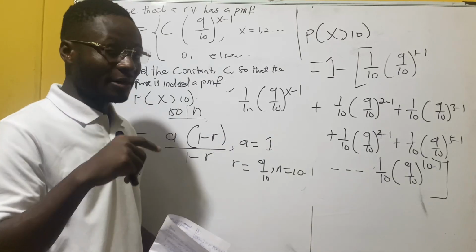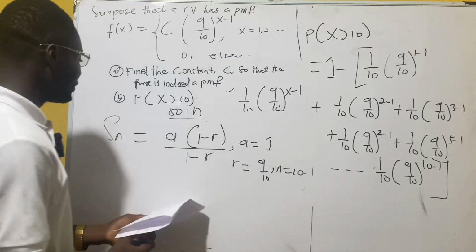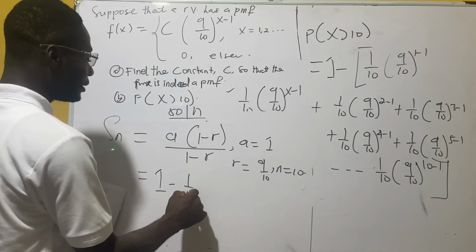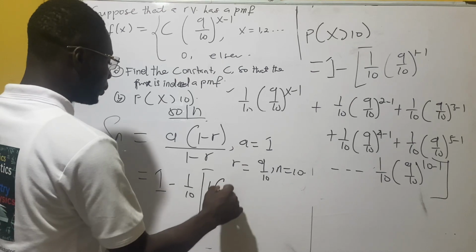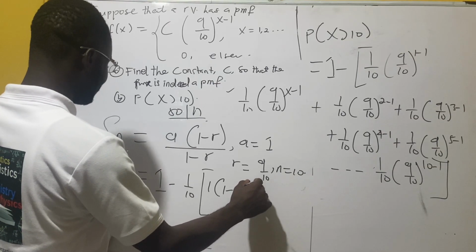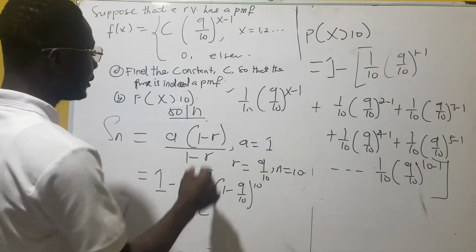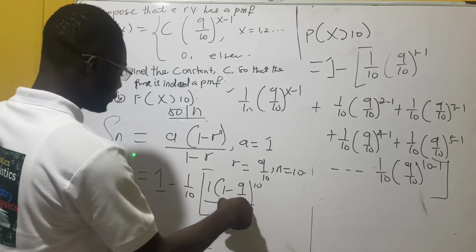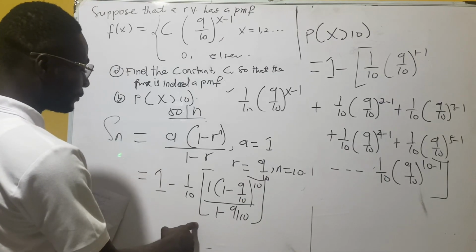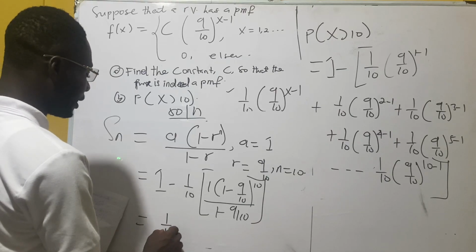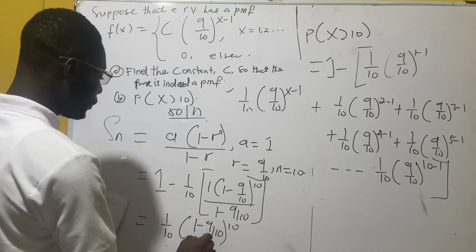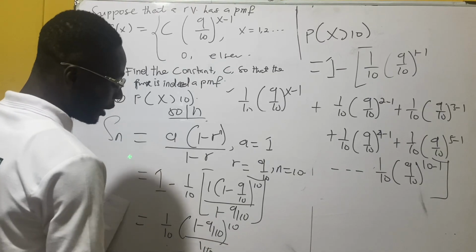That is the probability of x less or equal to 10. So n becomes 10, and here we have 1 on 10 into 1 minus 9 on 10 exponent 10, all over 1 minus 9 on 10. So this is what we have now. When you simplify it, you have 1 on 10 into 1 minus 9 on 10 exponent 10, over 1 on 10.